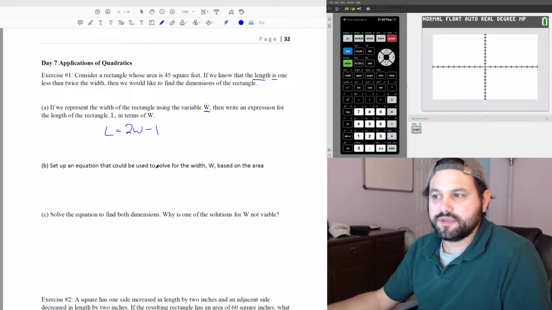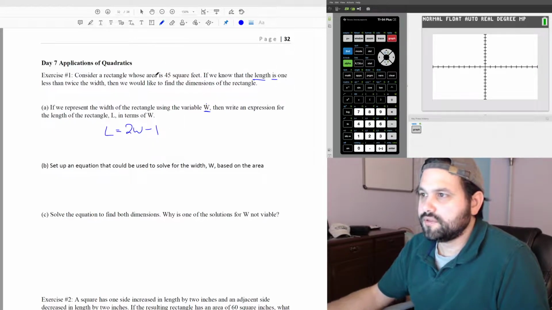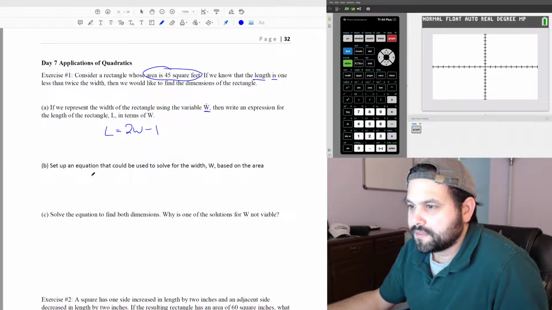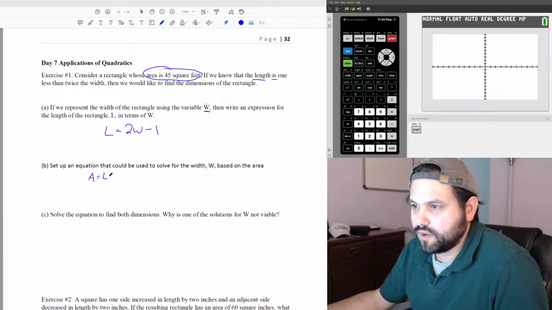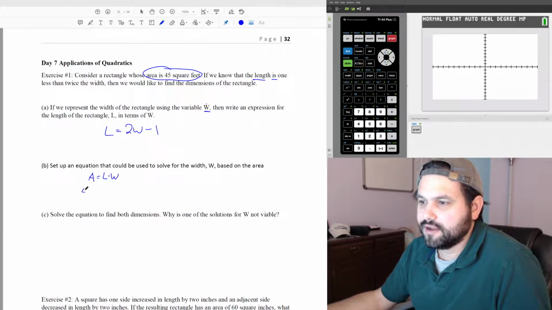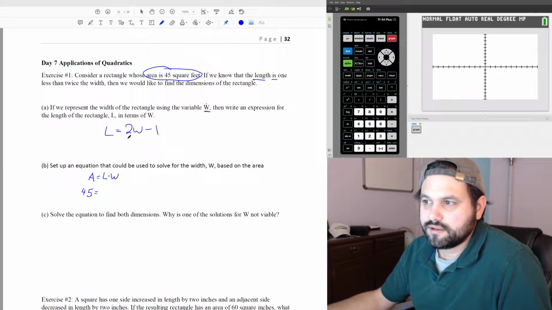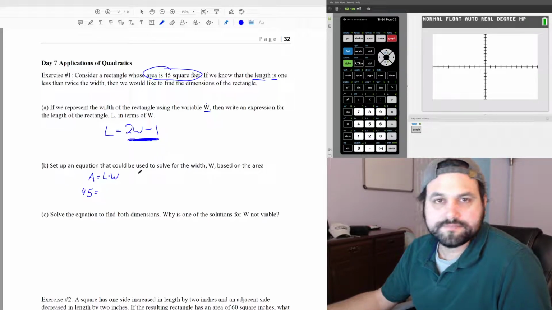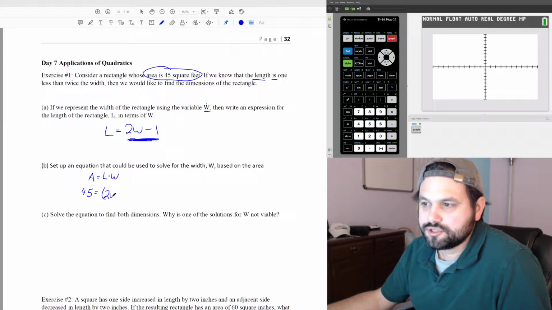Set up an equation that can be used to solve for the width, W, based on the area. So we know that the area is 45 square feet. The area of a rectangle is length times width. And in this case, now I just plug in everything I can. So I have 45 for my area. And instead of length, I'm going to use substitution and plug this in. So that's 2W minus 1, and then times W.